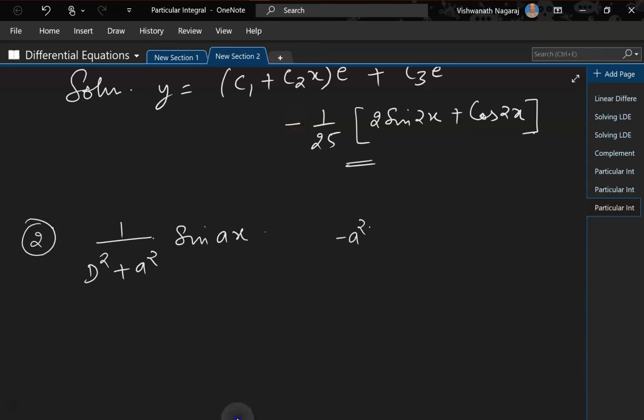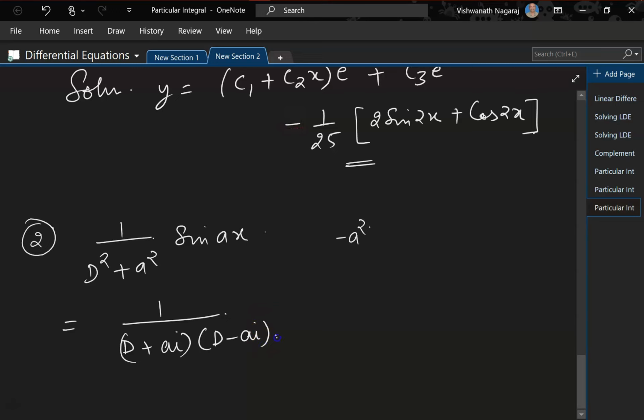So we can't have 0 in the denominator. So what we'll do is we will convert this into some other form using complex numbers. So (D plus ai) times (D minus ai) sine ax. Now here, if you notice, if you multiply this, this is a square minus b square form. So D square minus a square i square. Now because of that i square, it will become D square plus a square, which is what we started off with.